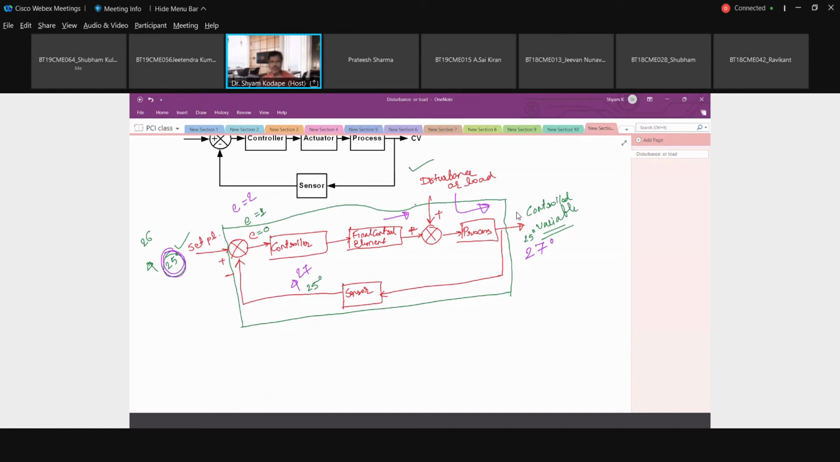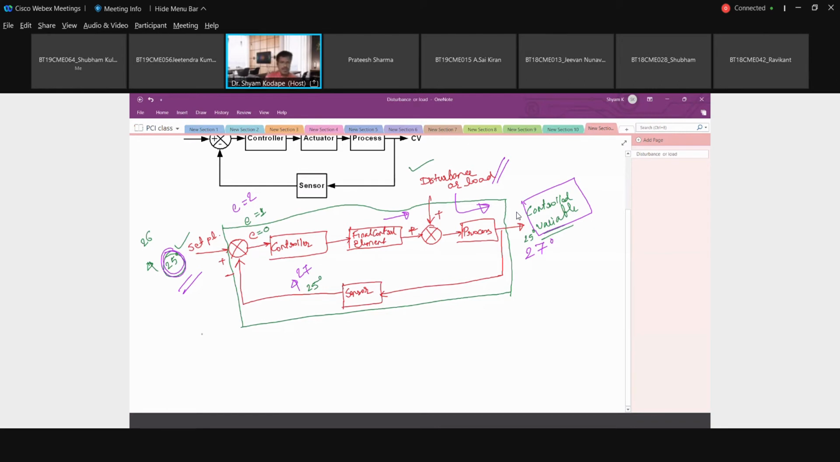It will try. So there is either a set point change or a disturbance, or simultaneously they may cause a change in the system's variable. The variable which we need to control is the controlled variable. Are you getting my point?